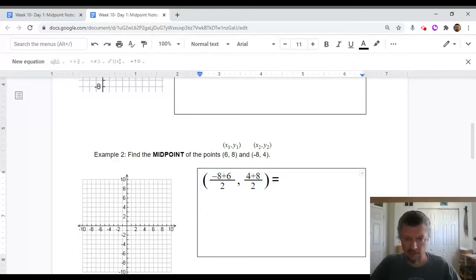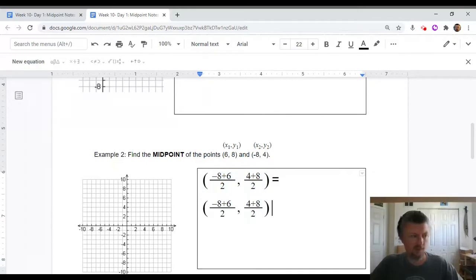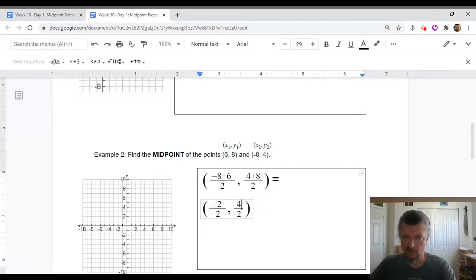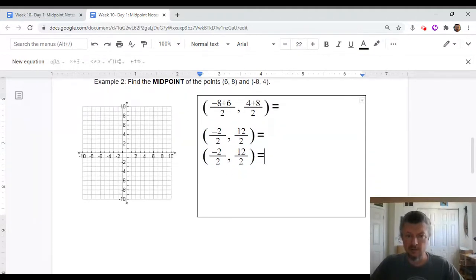Oops, I didn't get the parentheses. The parentheses are important because this is going to be a point, and points always have parentheses around them. All right, so negative 8 plus 6 is going to give me negative 2. 4 plus 8 is going to give me 12. Equals here. I think it's easier just to put it down below. Okay, there we go, because now we're going to get the answer.